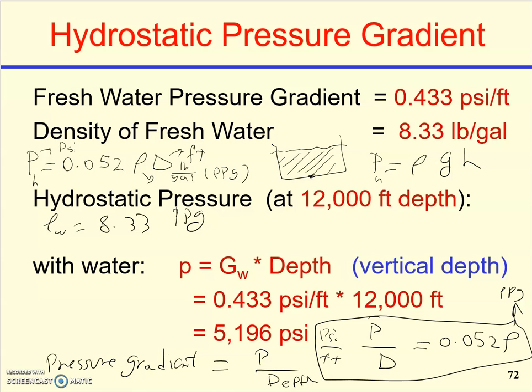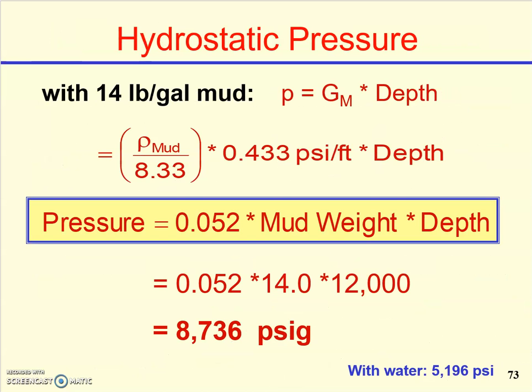For example, the hydrostatic pressure of a fluid at 12,000 feet depth, if the pressure gradient is 0.433 psi per foot, which is for water, is going to give you 5,196 psi, right? If you change the density to 14, on the other hand, then you're going to get 8,000 psi, right? So any mud density that you have, if you multiply that mud density by 0.052, you're going to get the pressure gradient for that mud.